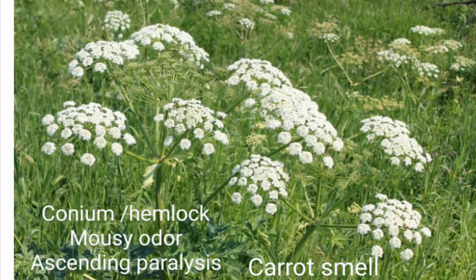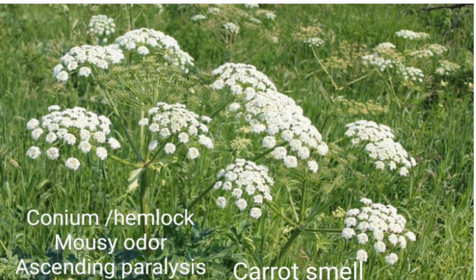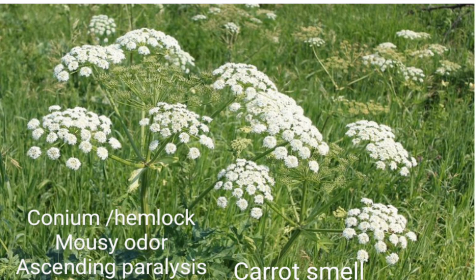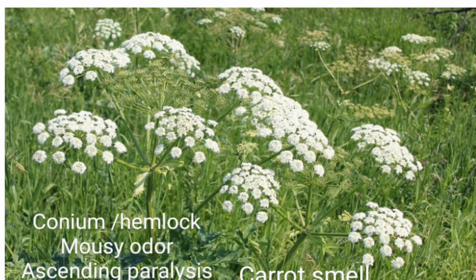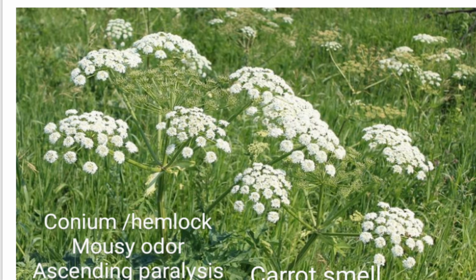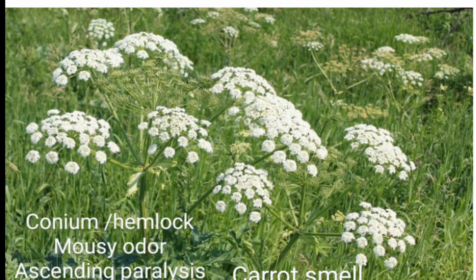So how will we remember the conium plant? If you have seen the carrot plant, this has a similar appearance. Conium will have whitish dot-like flowers. This can be remembered like a white bouquet. Conium will be like a white bouquet of flowers in different directions.